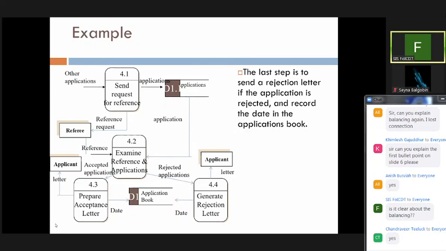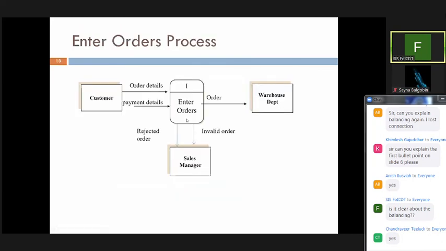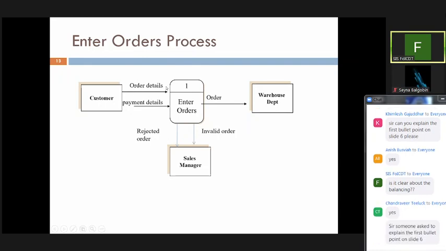Okay, good. So we'll try one now. Here it is. So this is the high level DFD. I didn't draw the whole diagram, so if you have it already in the lecture slides, you can refer. Basically you have enter orders that you want to explode or draw. I don't say explode because people don't like the term explode. We say level DFD, okay? We're not going to explode the DFD. So order details, payment details, you have output order, invalid order, rejected order, okay? And entities mentioned here are customer, warehouse department, sales manager.